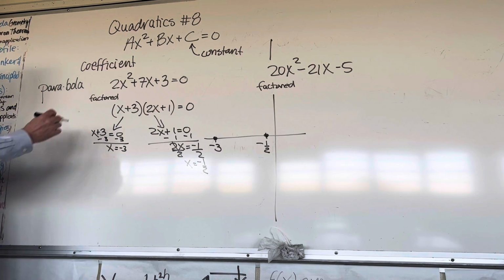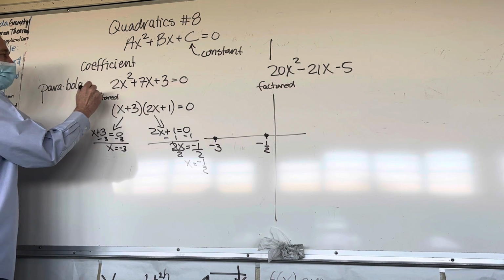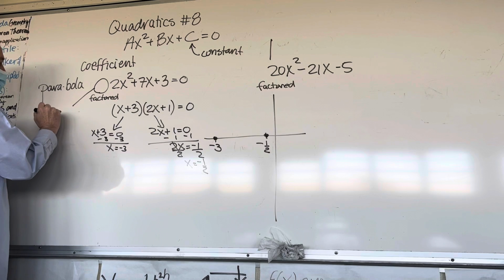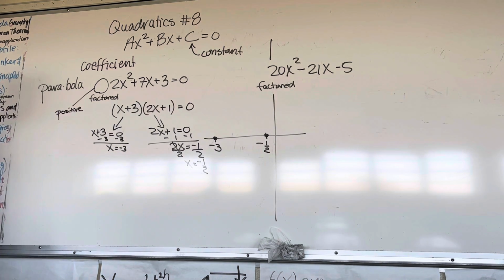Now, do you see how this is positive up front? So is our parabola opening up or down? This is positive. For a positive quadratic where that lead coefficient is positive, our parabola is going to open up for us.